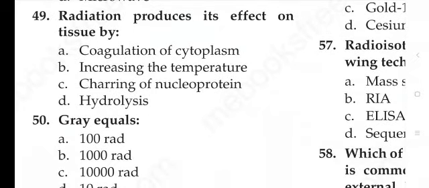Next, radiation produces its effect on tissue by. Options are option A coagulation of cytoplasm, option B increasing the temperature, option C charring of nucleoprotein, and option D is hydrolysis. The answer of this question is option C, that is charring of nucleoprotein.